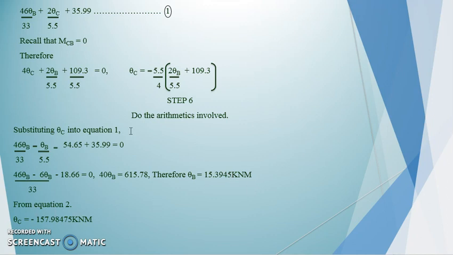So from equation 2 that we formed here, sorry, this is supposed to be equation 2, that theta C is this, substitute theta B inside here, you get that theta C is 157.98475 kilonewton meter. I'm not approximating yet because I need the answer to look exact, like from the former procedure we followed.